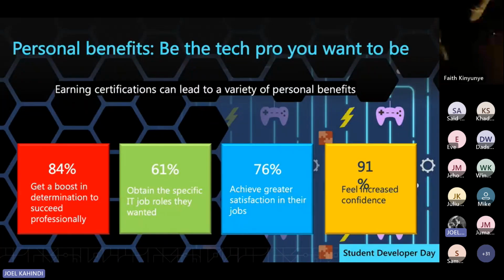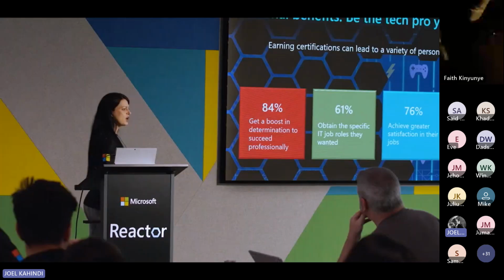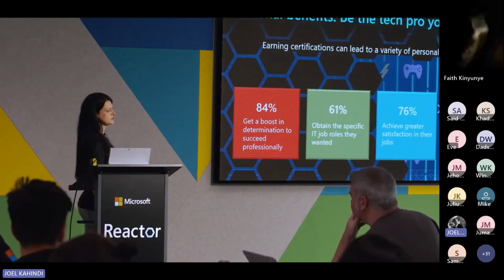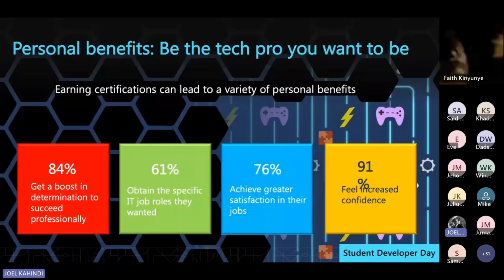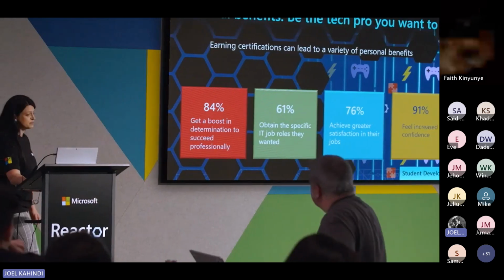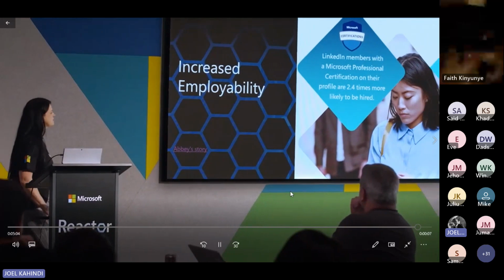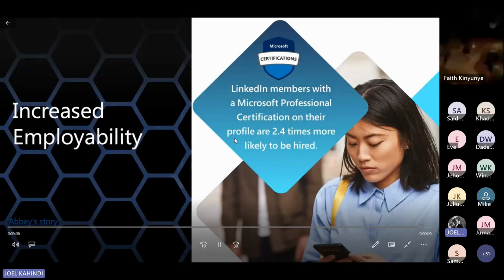76% achieve greater satisfaction in their jobs. They feel more confident in their job roles because they understand what's expected of them, and they've been using the tools already. And 91% generally feel increased confidence with these certifications. And this is a biggie. If you achieve a Microsoft certification and you put your electronic badge on LinkedIn, you are 2.4 times more likely to be hired.